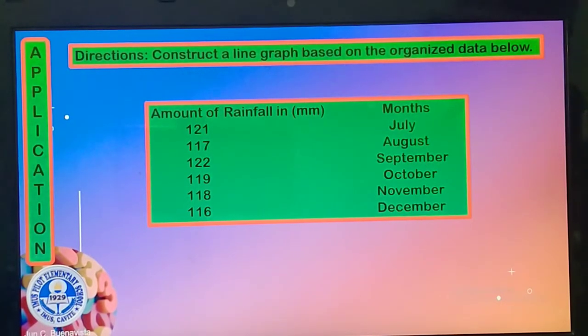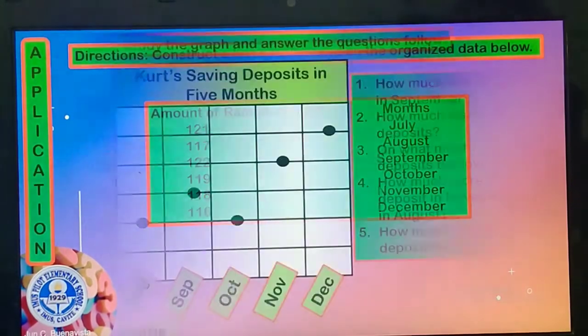Alright, so if there is none, get your notebook and construct a line graph based on the organized data below. The amount of rainfall in millimeters. You have the given 121, 117, 122, 119, 118, and 116. Then the months start from July, August, September, October, November, December. So you are going to construct a line graph using that data.